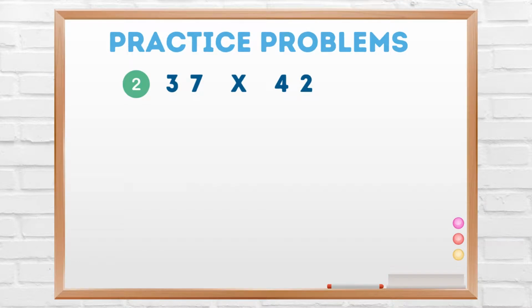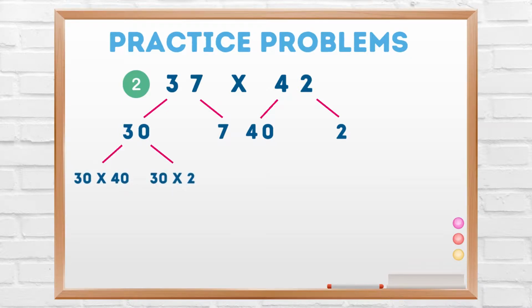Solve 37 times 42 using the partitioning method. Pause this video and press play when you've worked it out. Alright, 37 is broken up into 30 and 7. 42 is broken up into 40 and 2. We will times 30 by 40 and 30 by 2.